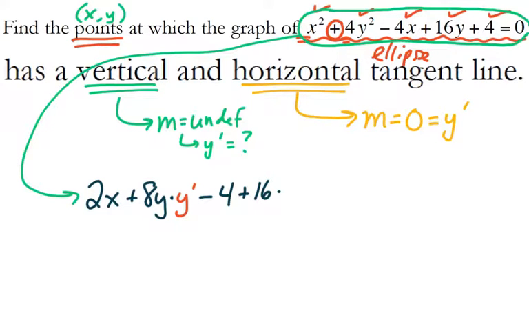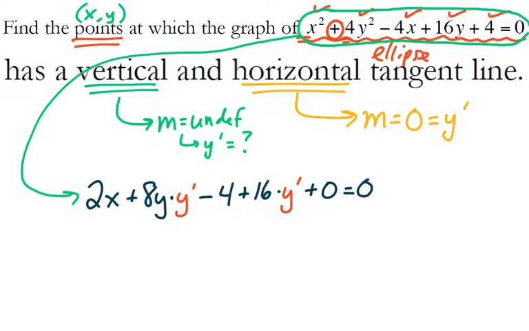Now this is 16y, but again, because of the chain rule and implicit, I have to multiply by the derivative of y itself. The derivative of 4 is just 0, and then don't forget the right side because we are in an equation, the derivative of 0 is just 0.